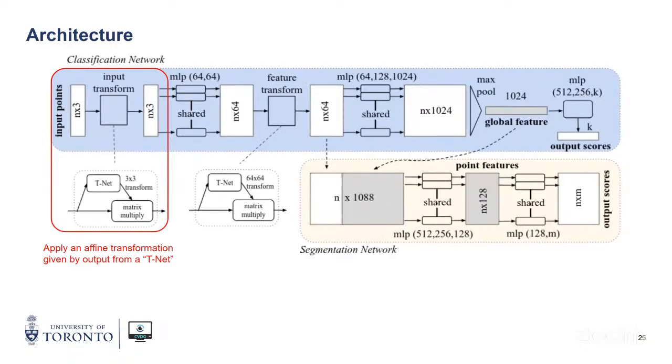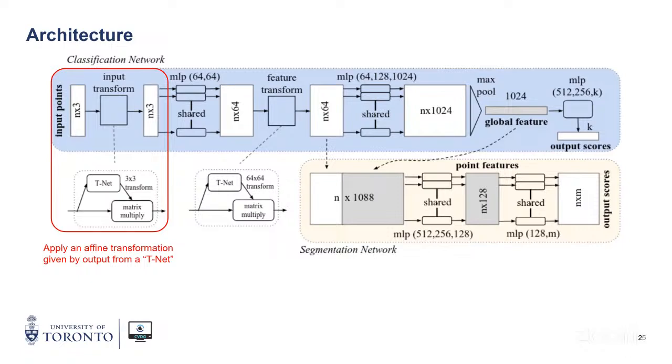Let's see how the authors actually go about doing this. First, we're going to apply an affine transformation given by the output from a TNet. A TNet, just think of it as a black box for now. A TNet also gets input from our previous layer, so it gets n of our three-dimensional vectors. What it's going to output is an affine transformation. You can think of this as linear instead of affine, it's just going to output a 3x3 matrix. And we're going to apply this 3x3 matrix to every single one of our points, pointwise.